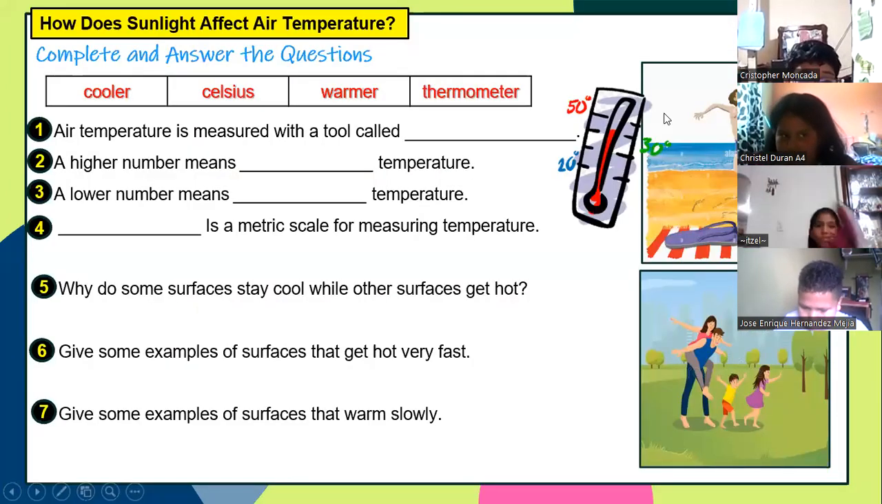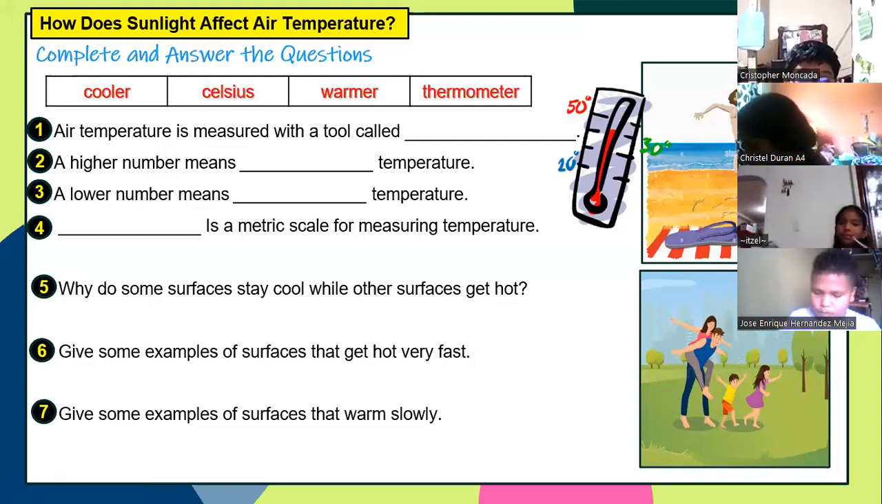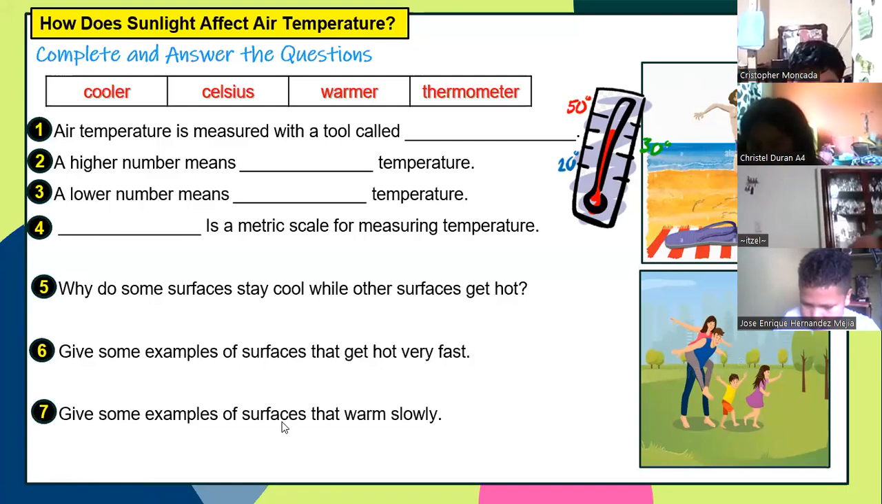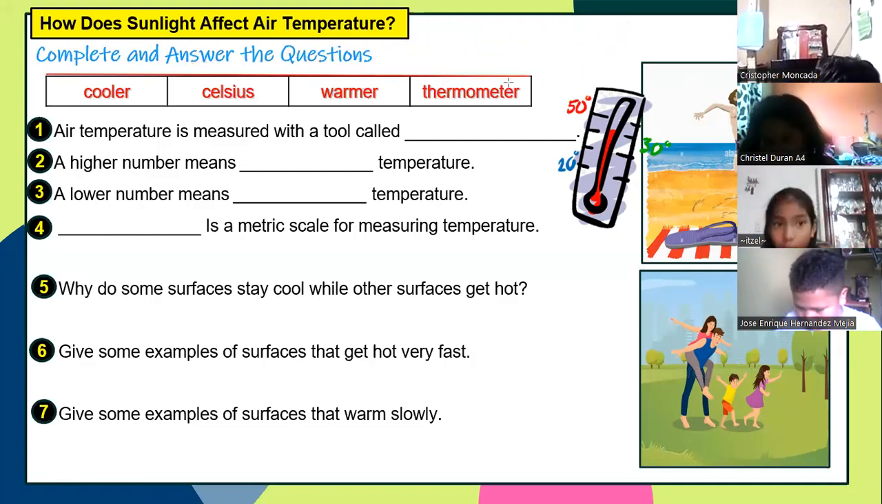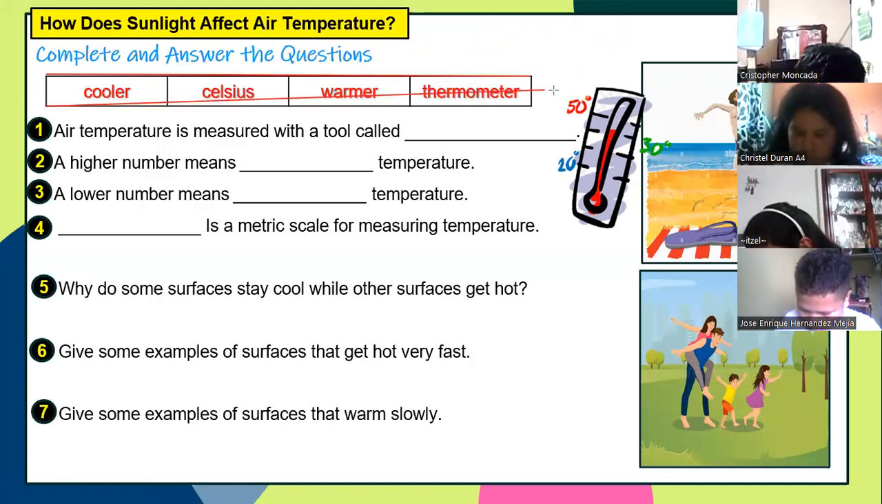Go ahead, please. It is the same topic. How does sunlight affect air temperature? So you can copy the chart. Yes, Alan, please. Make the chart. Draw the chart here.